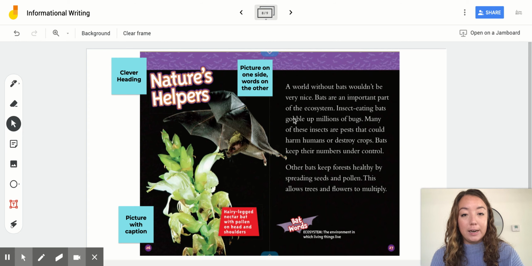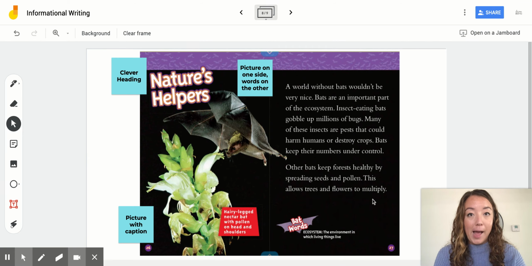Insect-eating bats gobble up millions of bugs. Many of these insects are pests that could harm humans or destroy crops. Bats keep their numbers under control. Wow, bats sound important. Other bats keep forests healthy by spreading seeds and pollen. This allows trees and flowers to multiply.